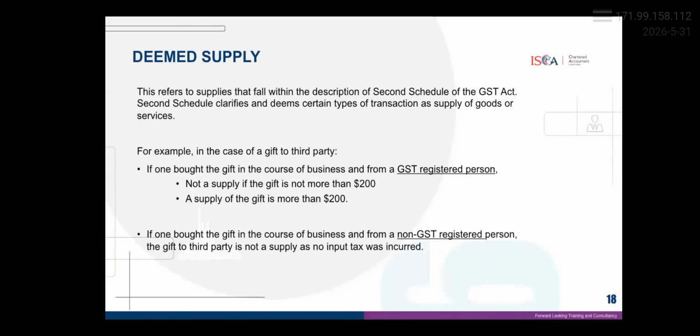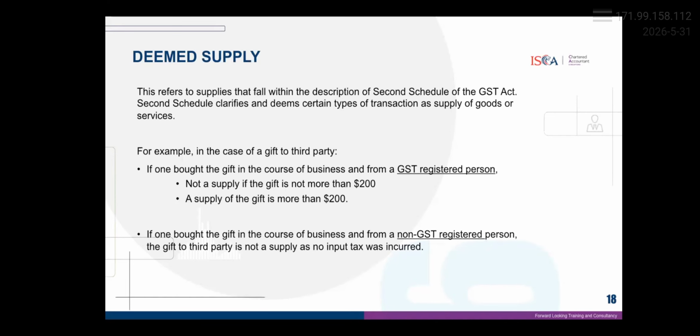And if that is a supply, you would then need to find out what type of supply this is, and you may have to apply 9% GST on the $200 or the market value of the gift. If one bought the gift in the course of furtherance of business and from a non-GST registered person, that means you didn't claim any GST, the Second Schedule says that the gift to the third party is not a supply as no input tax was incurred.